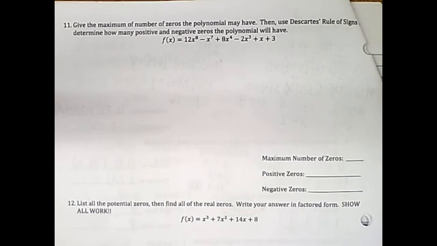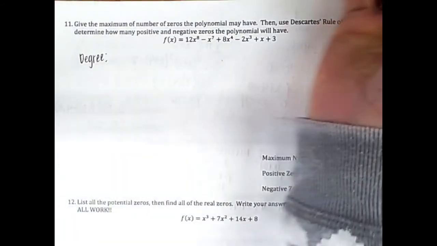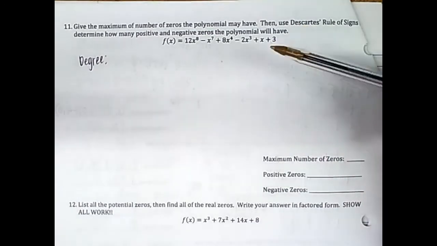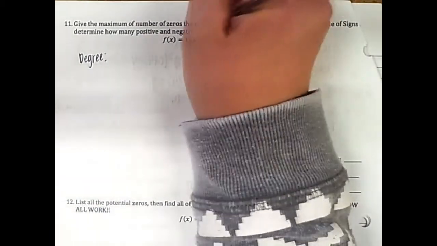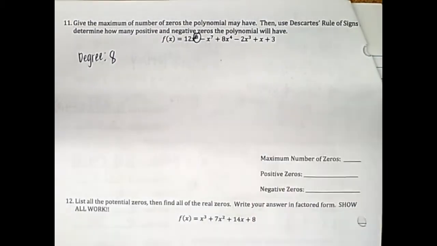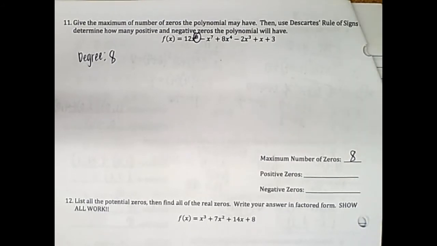Okay, so the maximum number of zeros, that's the easy one. The maximum number of zeros is just looking at the degree. Now, like I said in 10, when it's multiplied out, like this one is, there's no parentheses, nothing that we have to multiply together. We just look at the highest exponent, which is 8. So the degree is 8, so the maximum number of zeros I can have is 8 also. So the degree matches with the number of zeros.